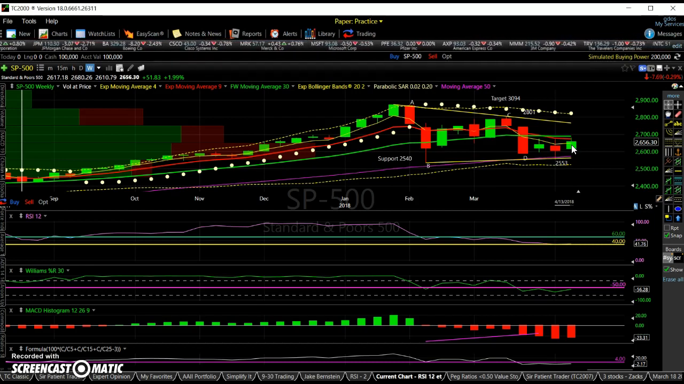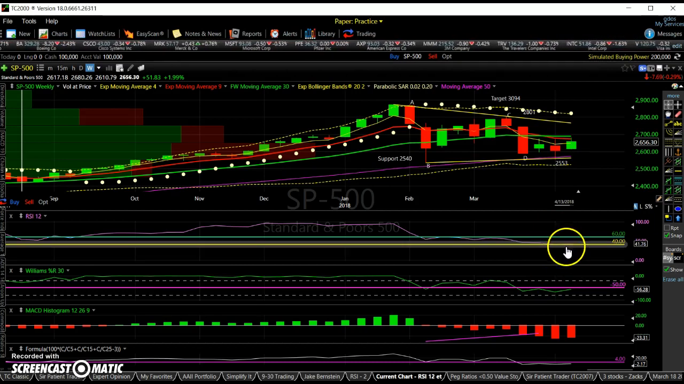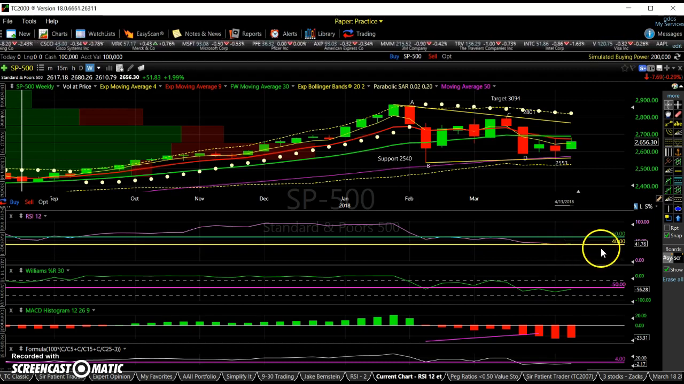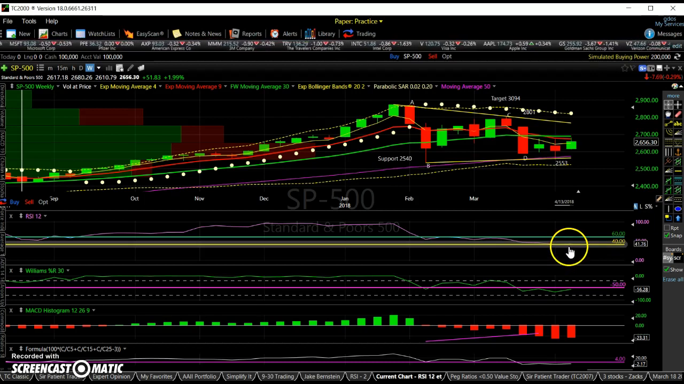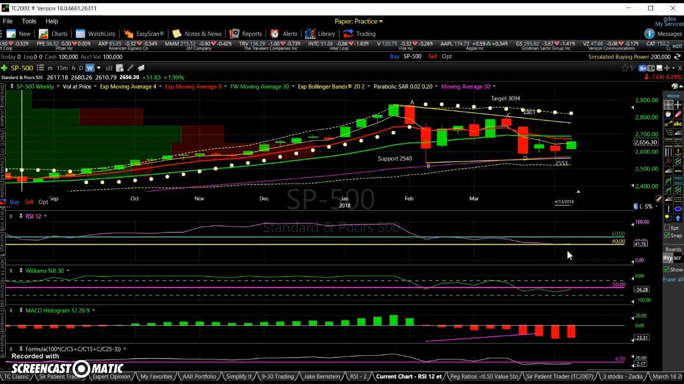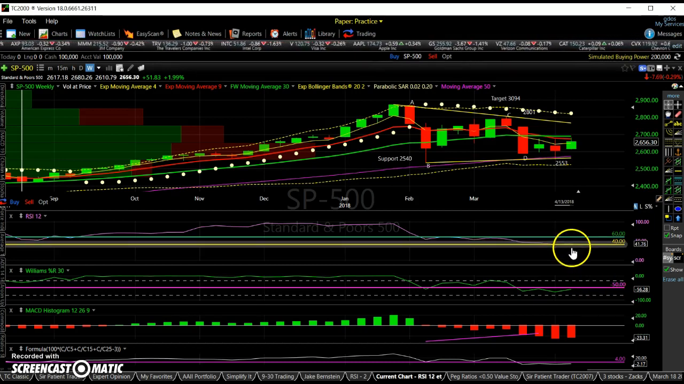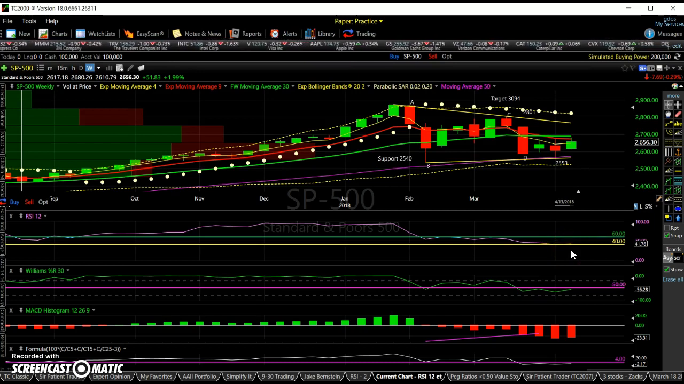So let's take a look at some of the other indicators down here. RSI 12 is just above the 40% line, at 41.76. Now that is good. It's a good indication because once RSI 12 stays above the 40% line, we have the possibility of an uptrend beginning here. So that's another confirmation that perhaps we have support here and we might continue to go up.